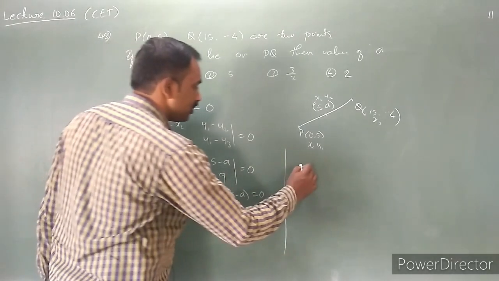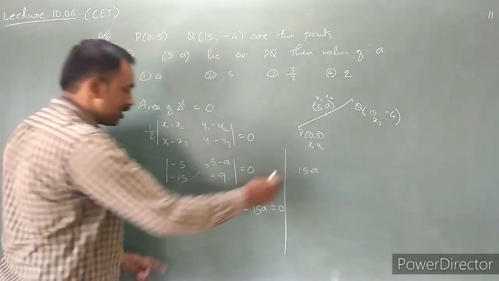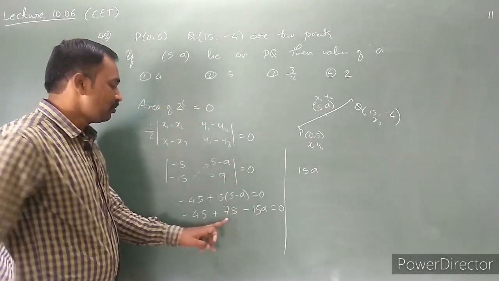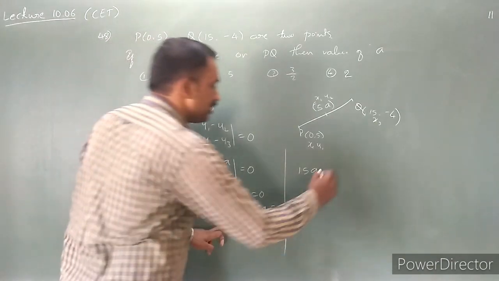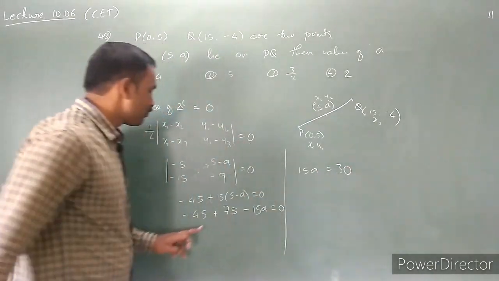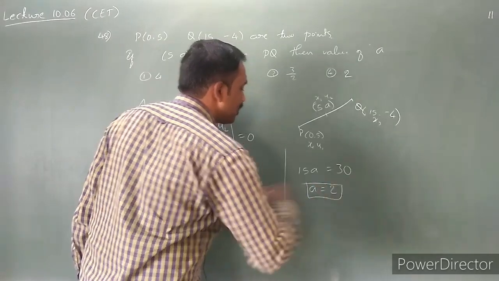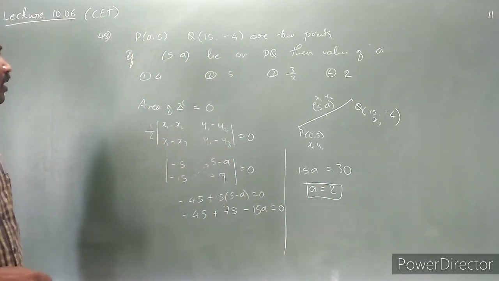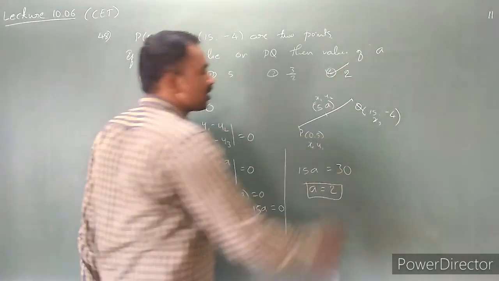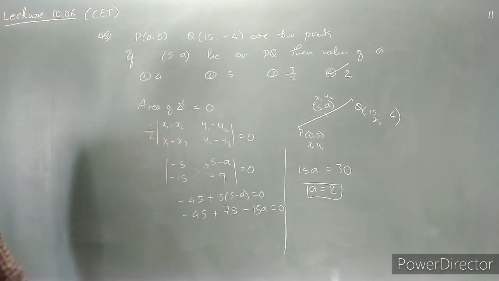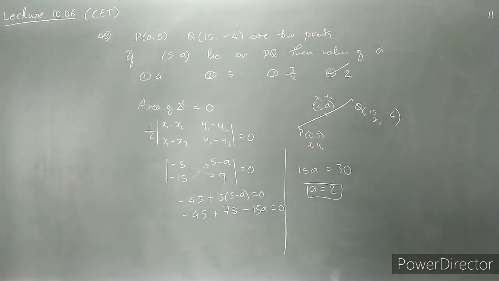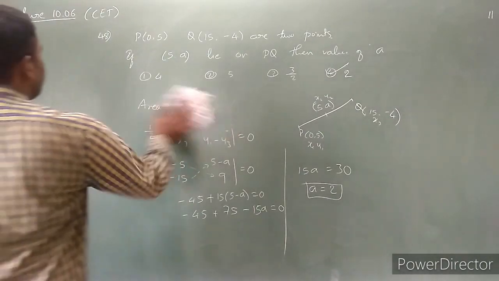Just simplify, sit the 15 A on the right hand side. Minus 45 plus 75 is equal to how much? 30. Next, A is equal to 30 by 15. The required A value is 2. Yes, the required A value is 2. Hence the solution of the problem. Now, go to the next one, 50th question.